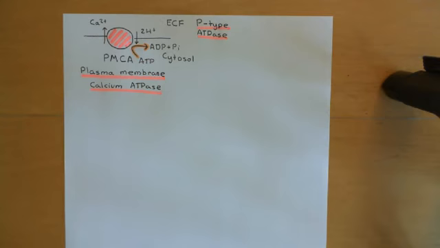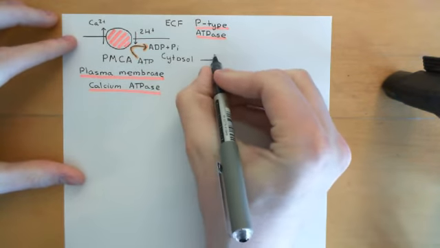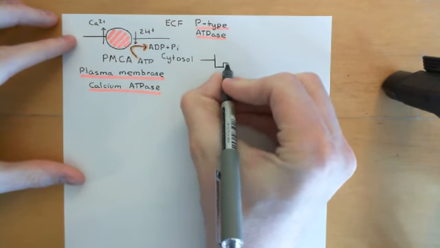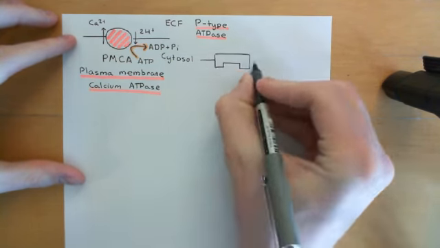Okay, so I need to take a step back now. The key thing to understand about all transporters, whether they are primary active transporters or secondary active transporters, is they have two states, basically. So let me just draw this here. Now I'm going to draw the PMCA with a more fancy picture, basically. Here this is now representing my PMCA.